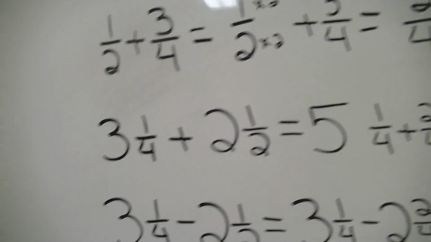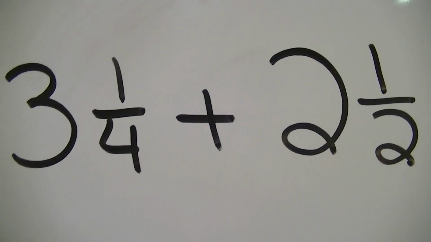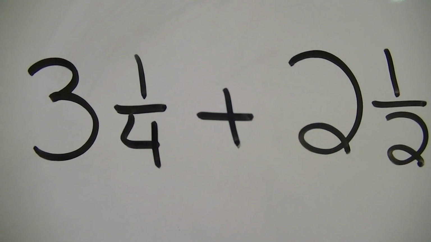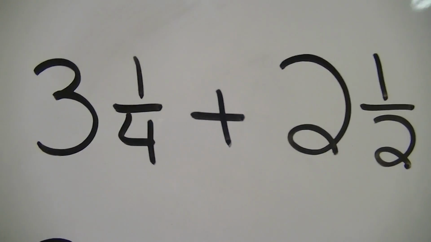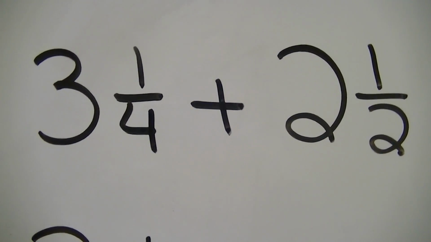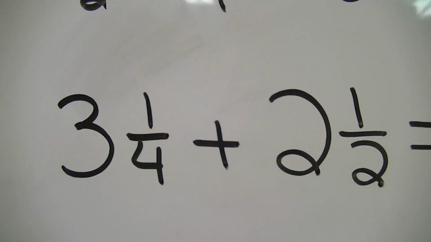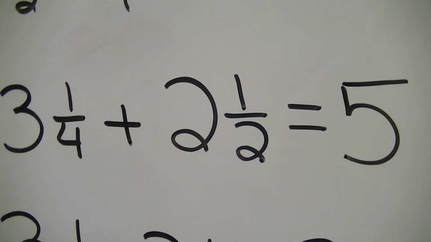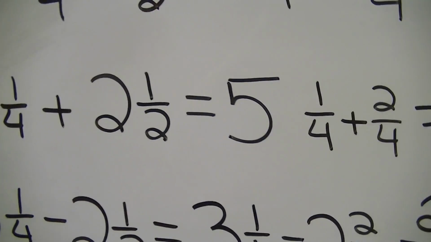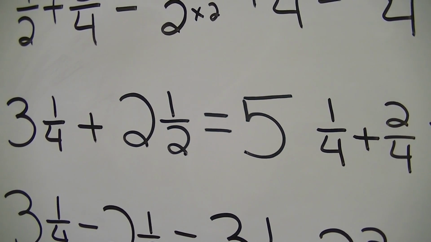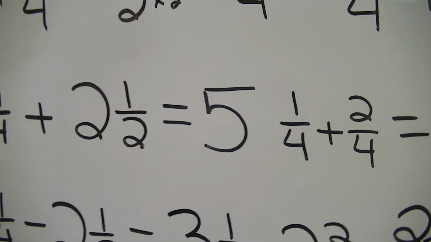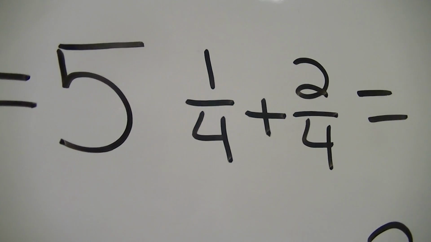All right, moving on to the next example. Let's talk about mixed numbers for a minute. If we have 3 1/4 plus 2 1/2, well, can we add our whole numbers together? You betcha. 3 plus 2 gives us 5 as a whole number, but we still got our fractions to worry about, right? So I put 5, and then I'm just looking at the fractions, 1/4 plus 2 over 4. All right, so let's focus in on that.